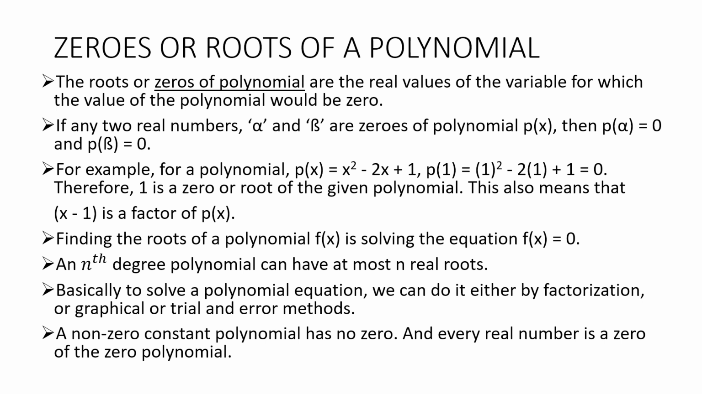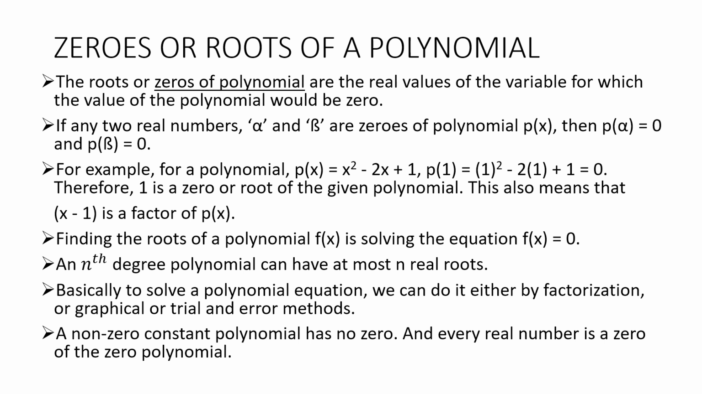Another important result: an nth degree polynomial can have at most n real roots. Means, for example, in the above polynomial x² - 2x + 1, since the degree is 2, it can have at most 2 real roots. Basically, to solve a polynomial equation, we can do it either by factorization, which we have seen, or by the graphical method or by trial and error methods.